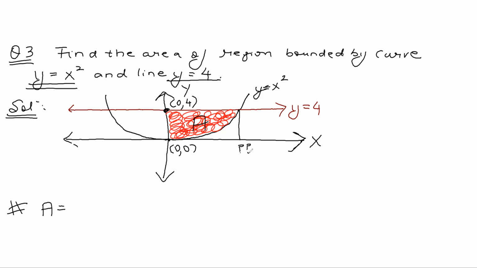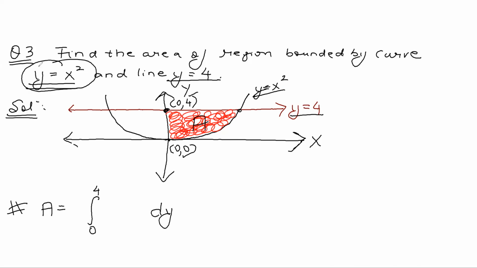Suppose you plan to integrate with respect to x, that is fine. But then you will need to find the point of intersection of y equal to x square and y equal to 4, which is time consuming. So that is why we are integrating with respect to y. So integral as y goes from 0 to 4, dy, and this is the curve given to us.